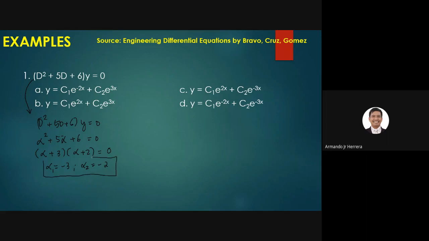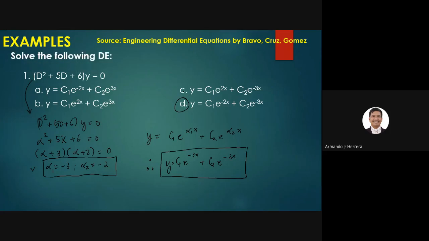So notice that the roots are distinct and real. So therefore, we just have to plug it in. y is equal to C1 e raised to lambda 1 of x plus C2 e raised to lambda 2 of x. So therefore, y is equal to C1 e to the negative 3x plus C2 e to the minus 2x. So that's our final answer. So that is letter D. Okay, let's proceed with the next example.